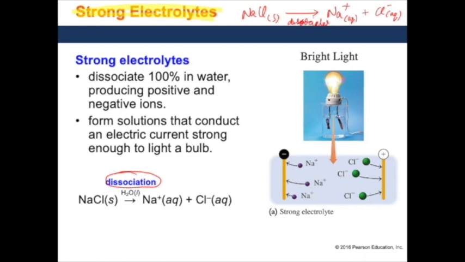Strong electrolyte basically will completely dissociate in water. So for instance, if you take a spoon of NaCl and add it to a cup of water, that one spoon is going to completely dissolve into ions. When something completely dissolves into ions, that is called a strong electrolyte. They usually can conduct an electric current very strongly.